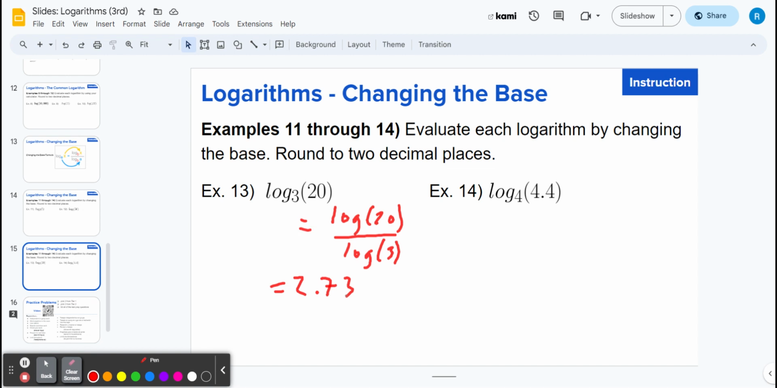And lastly, log base 4 of 4.4. If we rewrite that with our change of base, log of 4.4 on top, log of 4 on the bottom, we'll get 1.07 as our answer here.